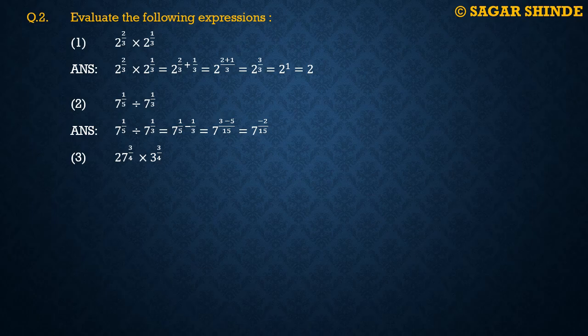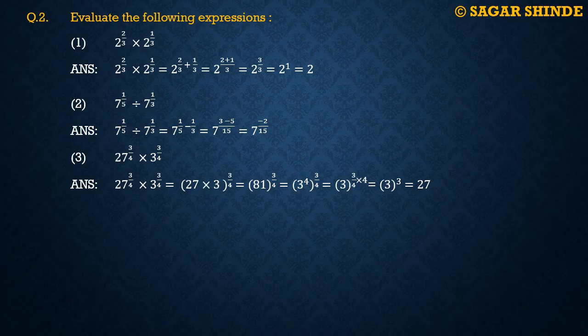Next question. Here we have 27 raised to 3 upon 4 multiplied by 3 raised to 3 upon 4. So what do we see here? We have different bases but same power. In such kind of cases what we do? We simply multiply the bases and keep the power same. So here we'll write that is equal to 27 into 3 and power we will keep common, that is 3 upon 4. So that is equal to 81. 27 3s are 81 raised to 3 by 4.